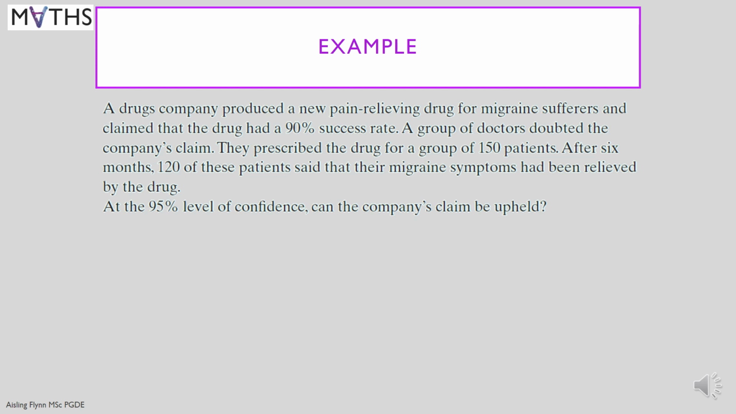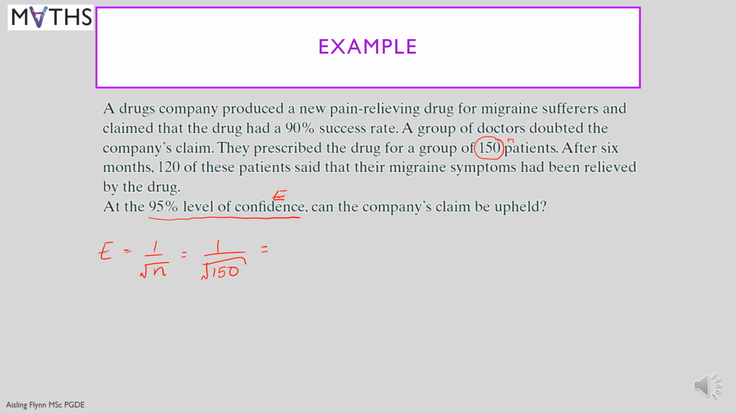So let's see. As soon as you see that phrase 95% level of confidence, we're talking margin of error. And for margin of error, which is equal to 1 over root n, we need to know the sample size. So they prescribed the drug for a group of 150 patients. So that is our sample that they're studying. So 1 over root 150.